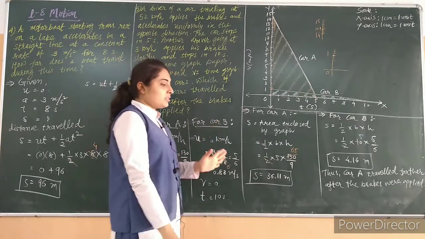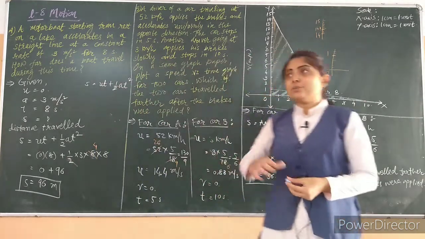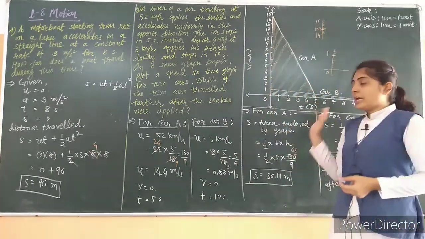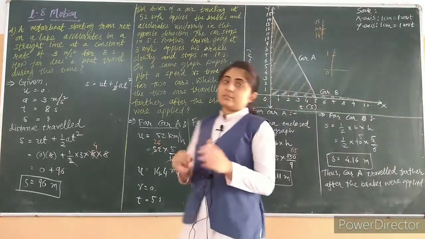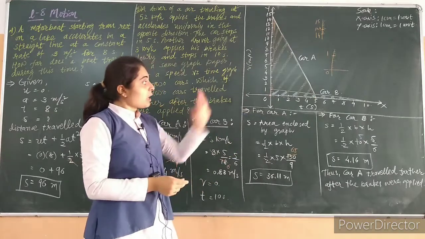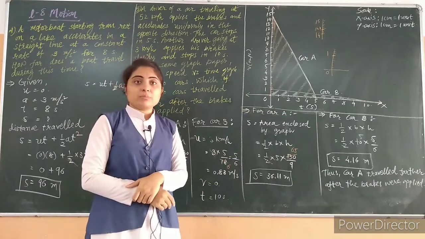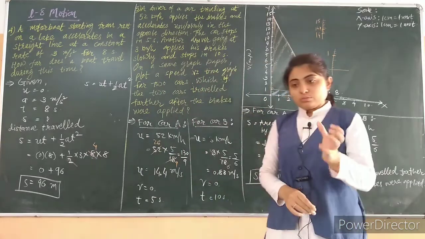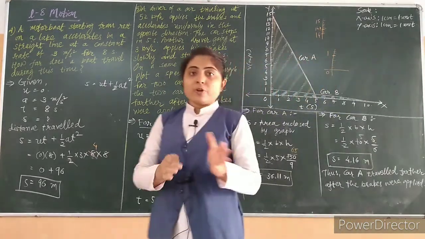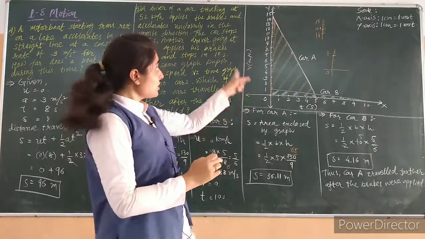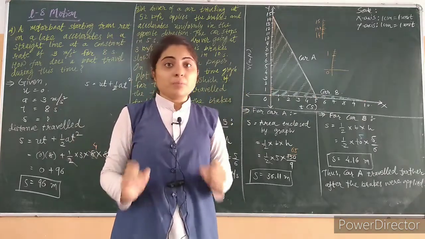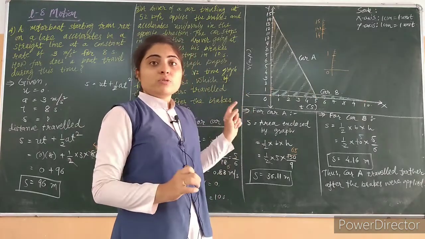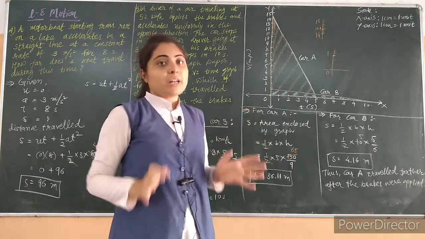So this is how the interpretation of graphs is done, and this is how the graphs of motion can be drawn. Very important question. So refer to this question, write it in your notebook, and draw this graph on graph paper. For this question, you have to draw the graph on graph paper.